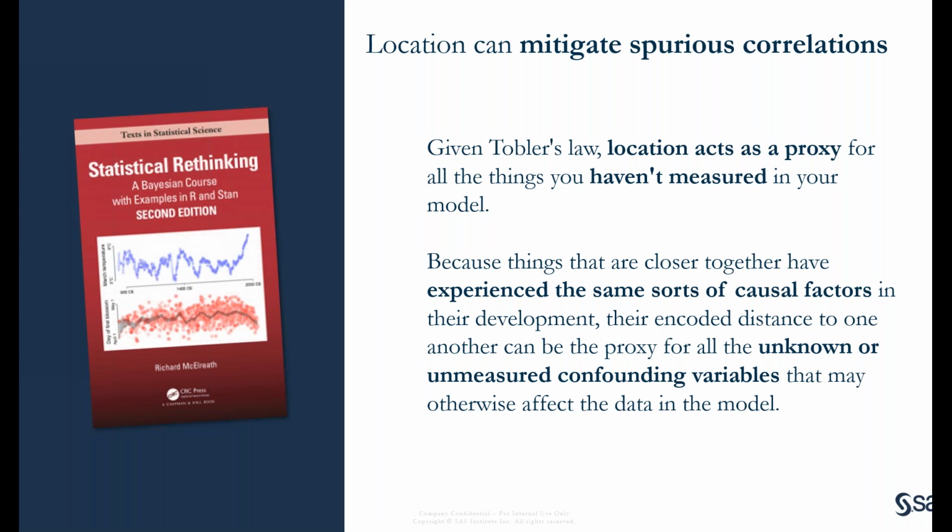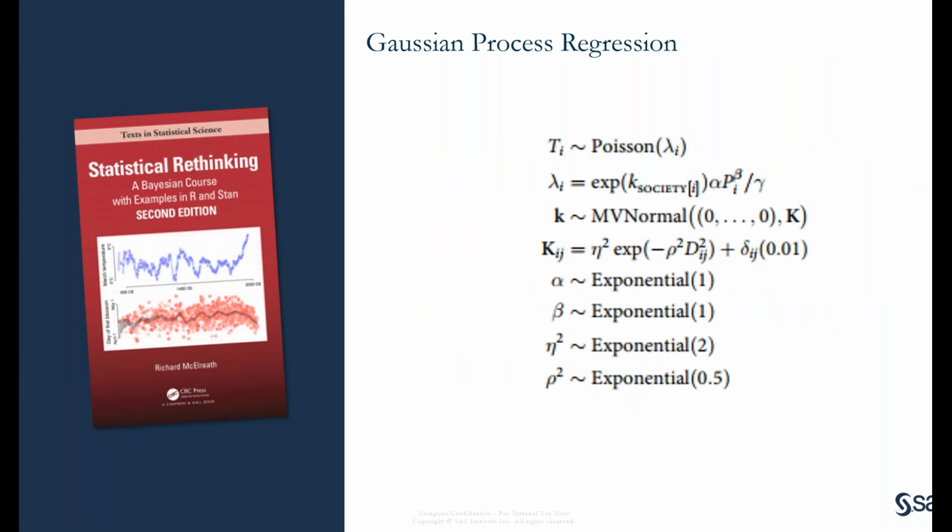Given Tobler's law, location acts as a proxy for all the things that you haven't measured in your model. If you include location, because things that are closer together experience the same sorts of causal factors, then all the unknown or unmeasured confounding variables that you were unable to measure, that you couldn't think about, that otherwise affect the model, are accounted for. You actually add those variables into the model by including location, even when you don't know what they might be, because location is a proxy for everything else that you didn't consider, given Tobler's law.